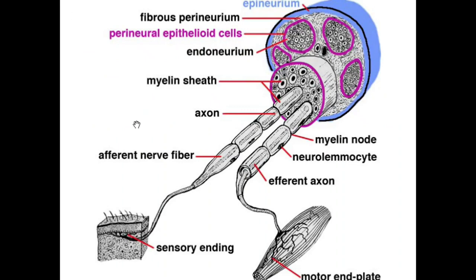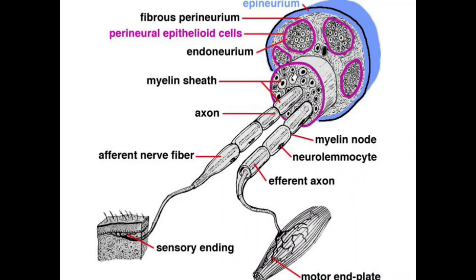This cartoon illustrates components of a peripheral nerve. It shows an afferent axon, which has receptors out at the periphery, and an efferent axon that's innervating skeletal muscle. The axons are ensheathed by myelin, and the myelin is produced by neurolemmocytes. Myelin is provided when nerves are carrying urgent information because it speeds up conduction. The action potential jumps from node to node.